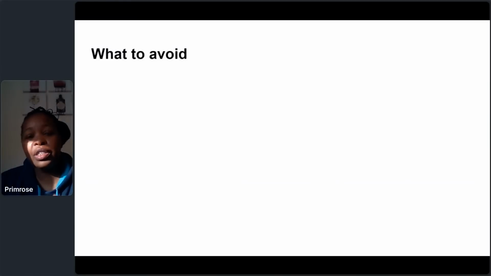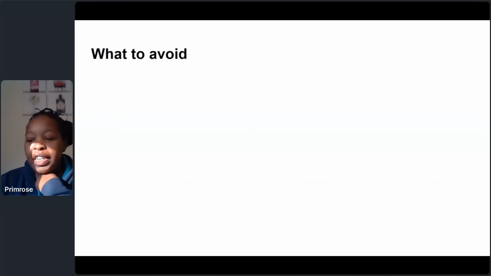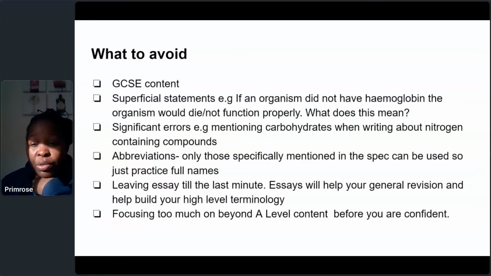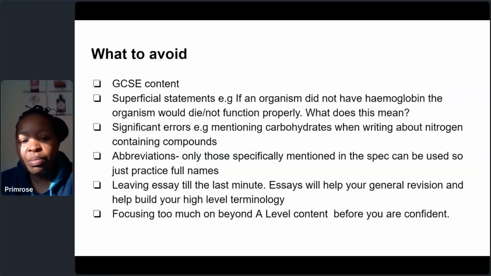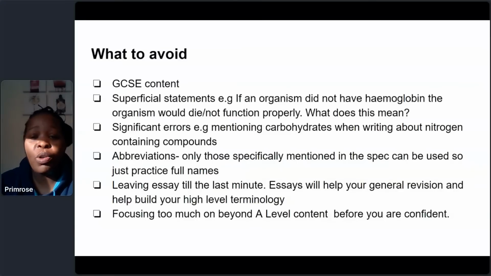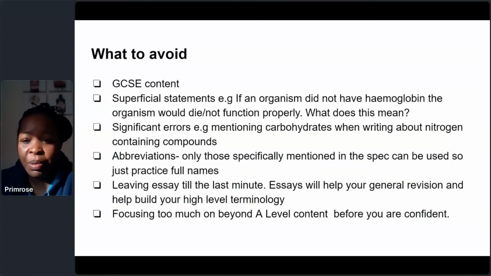So, things that you should think about avoiding. You should really avoid GCSE content. A lot of students, what the examiner reports are saying is that a lot of students are starting to talk about application, but then they're ending with vague statements like, oh, the organism would die, this wouldn't function properly. What do you mean by that? Would it be inhibited? Would it stop? Is there an enzyme that's not working properly? And what impact does that enzyme not working properly have? Please make sure you don't write vague statements.